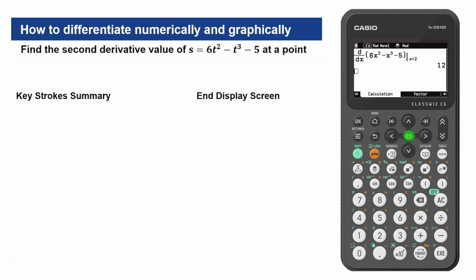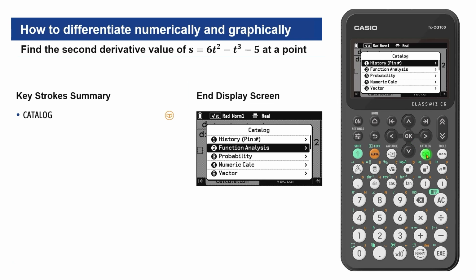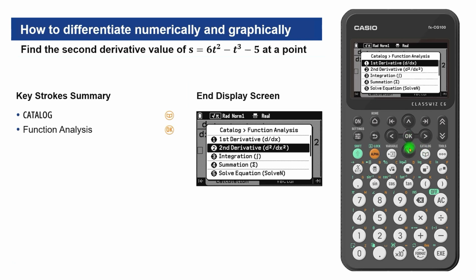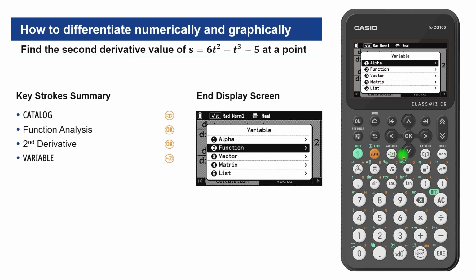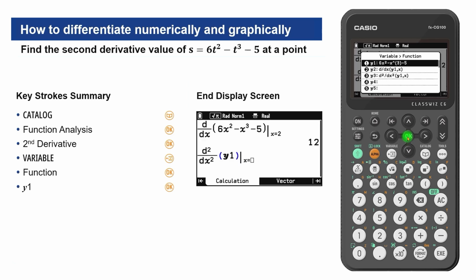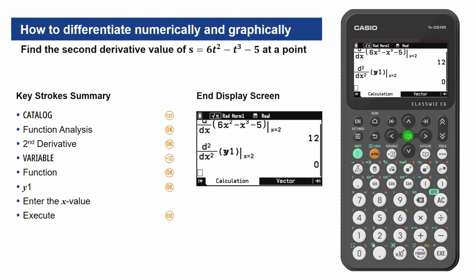As you would expect, the value of the second derivative can also be found at a point. As before, press Catalog, Function Analysis, and select Second Derivative. Then enter the function, or alternatively, use the graph notation shown earlier, as the function is already stored in Graph and Table. Press Variable, and select Function, then y1, and enter an x value. Then execute, confirming an inflection point.